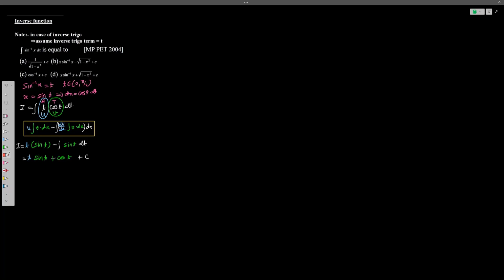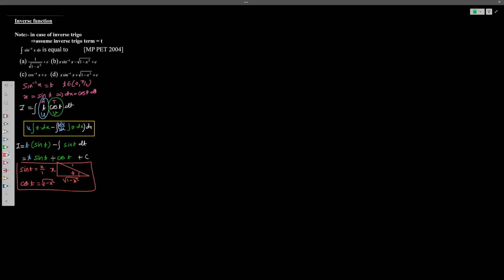We already assumed sin t as x, which can be rewritten as x by 1. So we have to use a right angle triangle and consider this angle as theta. What is your sin theta? Opposite upon hypotenuse. So x upon 1. So adjacent will be under root of 1 minus x², which will be helpful to get the value of cos t, under root of 1 minus x² by 1.